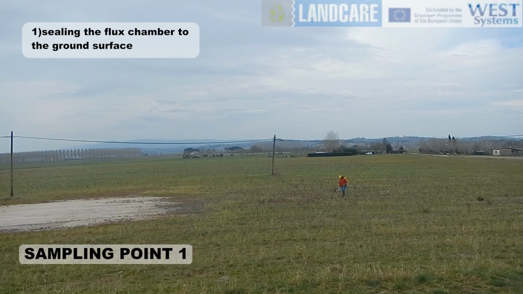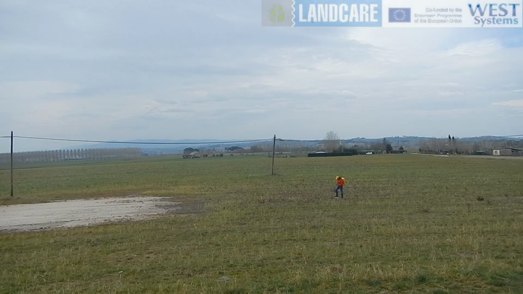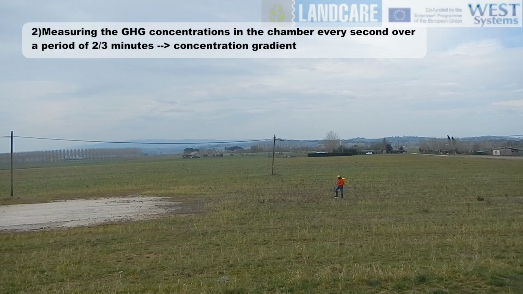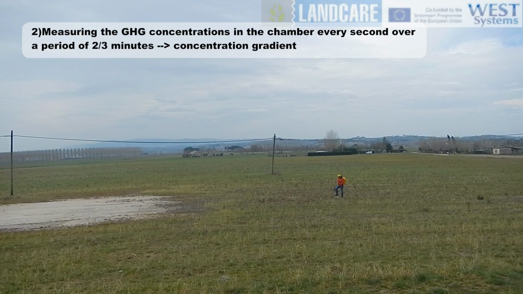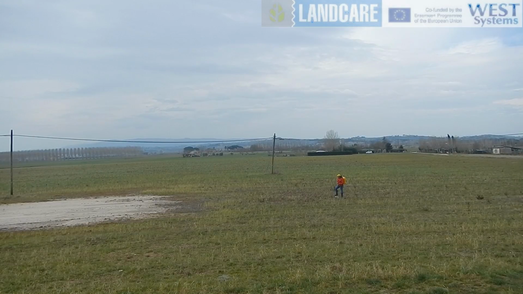Let's seal the flux chamber to the ground surface. After that, let's take the measurement. GHG concentrations in the chamber are measured every second over a period of 2 to 3 minutes. The concentration versus time curves are fitted by applying a linear best fit to compute the concentration gradient.